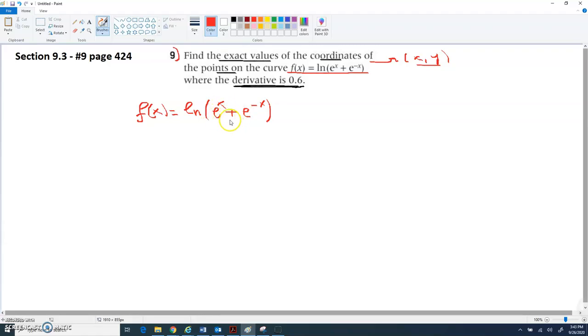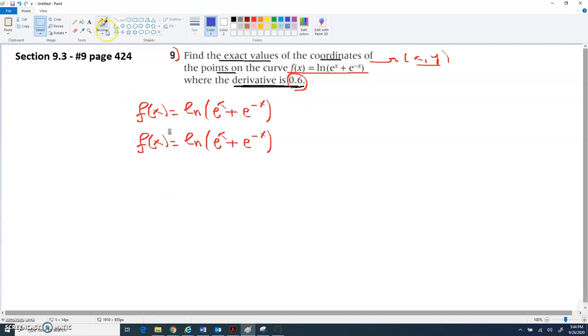What are my x and y values for this function when the derivative of this function is equal to 0.6? In other words, I have to find the derivative of this function, set the derivative equal to 0.6, and from there we can find x comma y. Does that clear up what the question is asking you to do? So again, you're going to find the derivative.